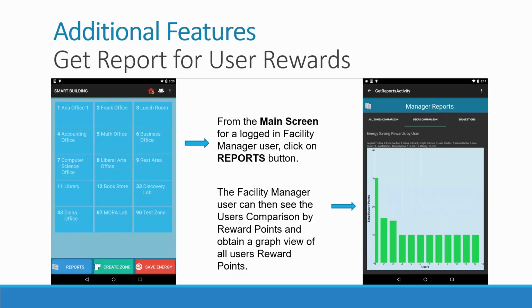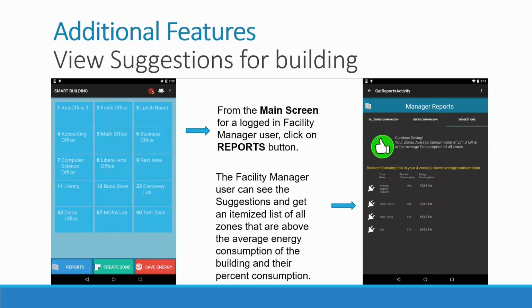Get reports for user rewards. From the main menu for a logged-in Facility Manager, click on Reports button. The Facility Manager can then see the users' comparison by reward points and obtain a graphical view of all users' reward points.